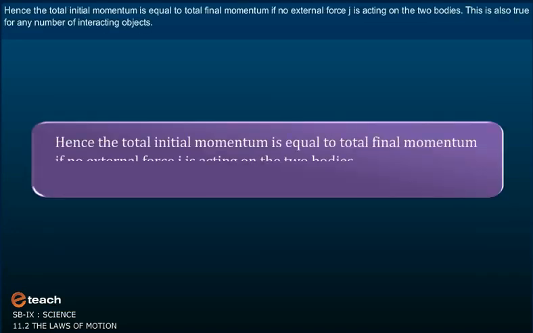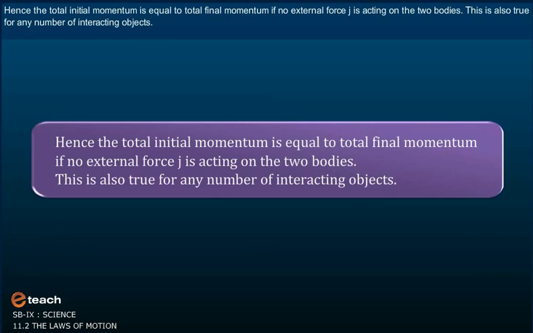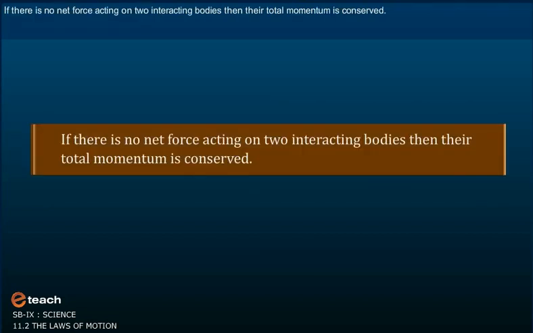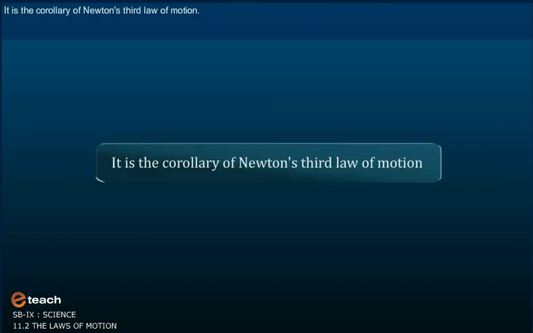Hence, the total initial momentum is equal to total final momentum if no external force is acting on the two bodies. This is also true for any number of interacting objects. If there is no net force acting on two interacting bodies, then their total momentum is conserved. It is the corollary of Newton's third law of motion.